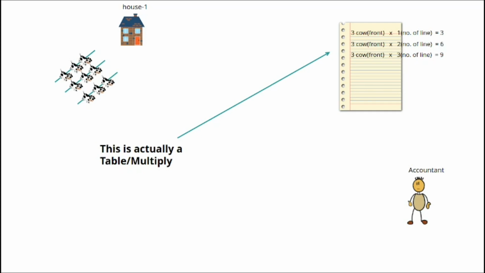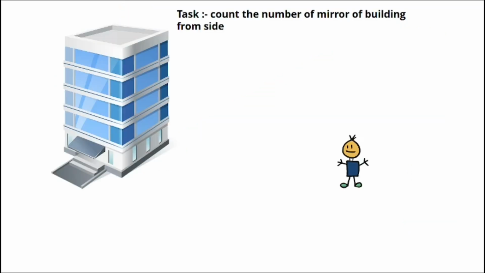That's why we created this type of tabular symbolism. Let's take another example. Let's suppose you are given a task: count the number of windows of a building from the side. If you count manually like 1 2 3 4 5 6, it takes time. Okay, if you count like 3 times 4 is 12, so there are 12 windows in the building.